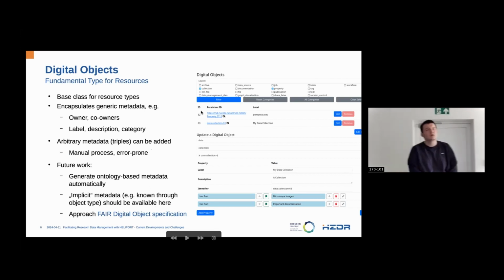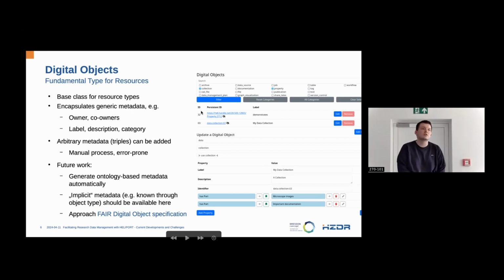Landing pages actually exist for all digital objects, which are our fundamental type for resources in HELIPORT. And these can be used as a base class for any type of resource that you would like to implement. Digital objects encapsulate certain generic metadata, as I mentioned, for example, the owner, co-owners, label, and description. But you can also add certain arbitrary metadata in a triple format if you would like. But this is at the moment a manual process and a bit error prone.